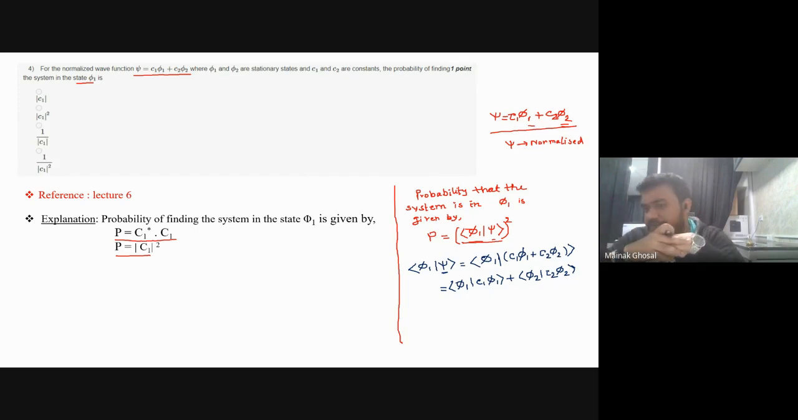Suppose there was no bracket notation, what would I write? I would write the integration from minus infinity to plus infinity of phi 1 psi d tau. Now, if my psi is in two terms, I can separate this in the integral. Suppose I have the integration of a into b plus c. I can write it as the integration of a into b plus the integration of a into c. Just the same thing I have done.